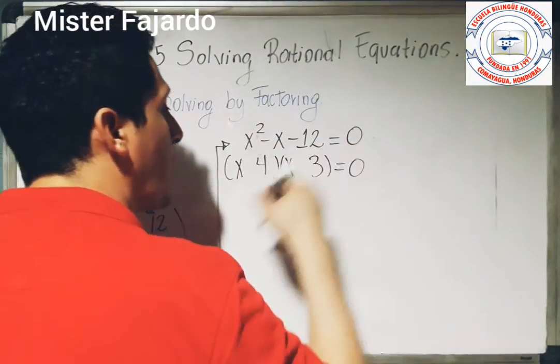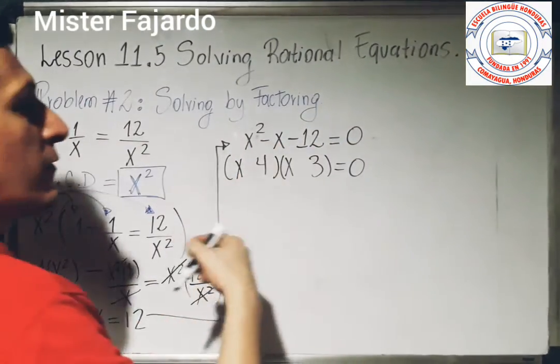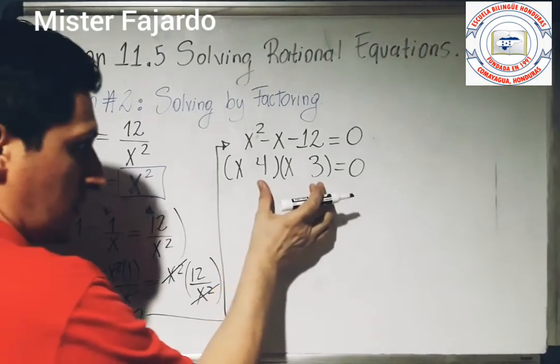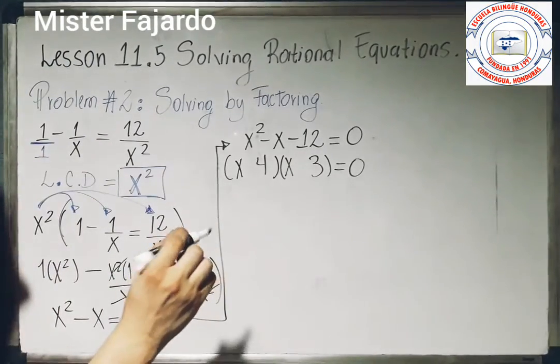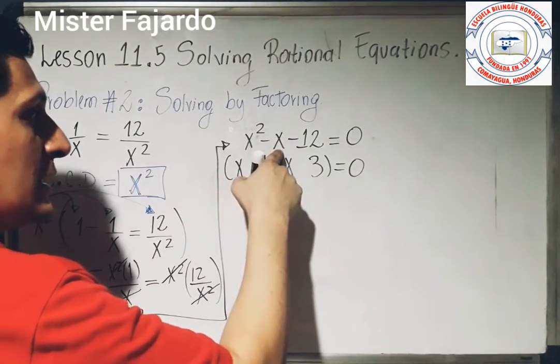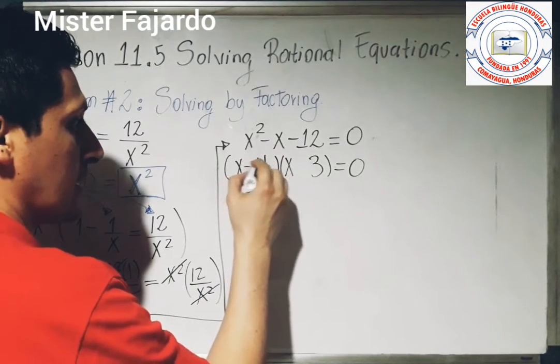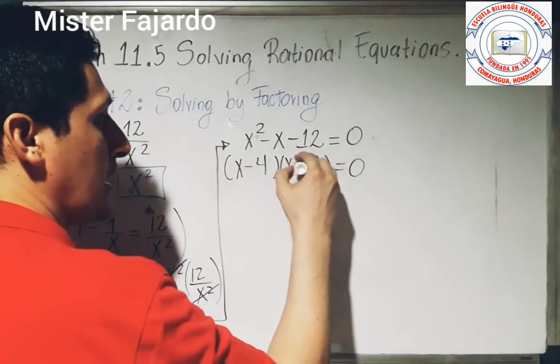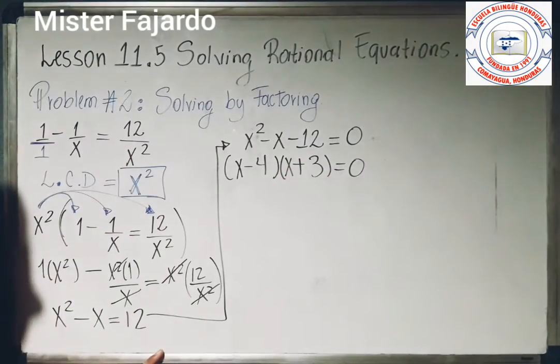because 4 times 3 is going to be 12, and if I subtract these two values I'm going to have 1. Because the value has to be negative, the greater value is going to be the negative. That means 4 has to be negative and 3 has to be positive, okay?